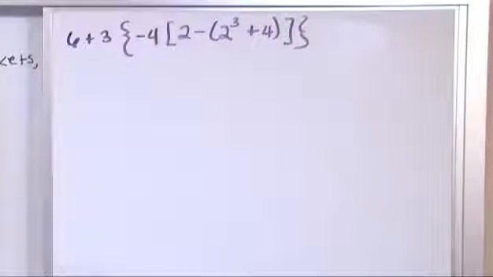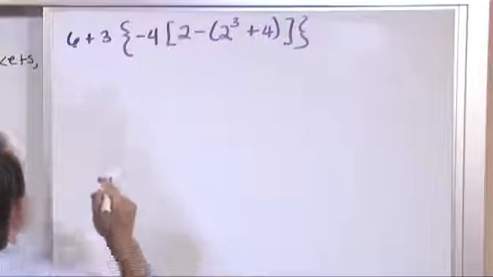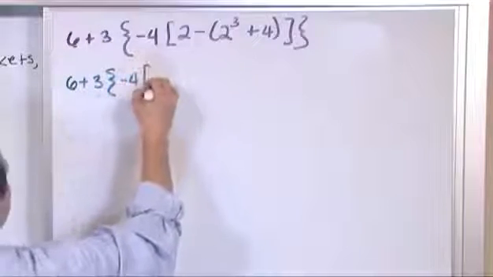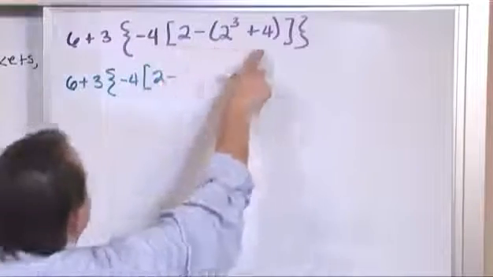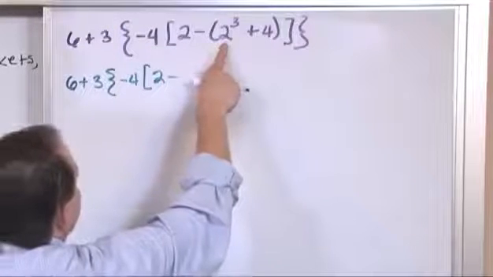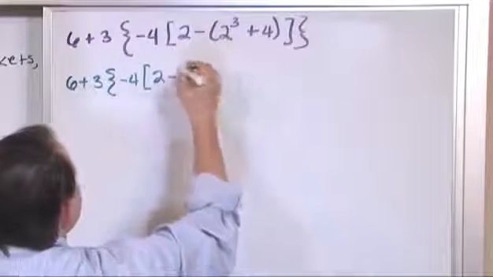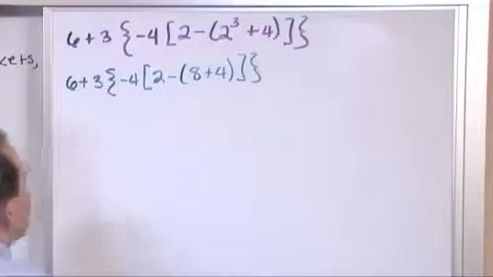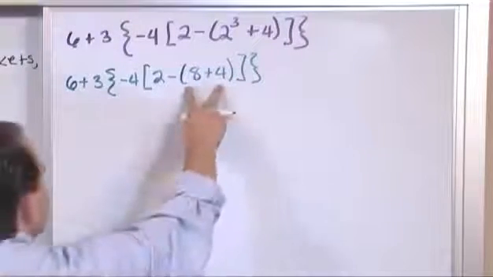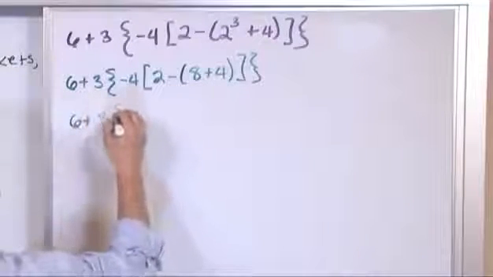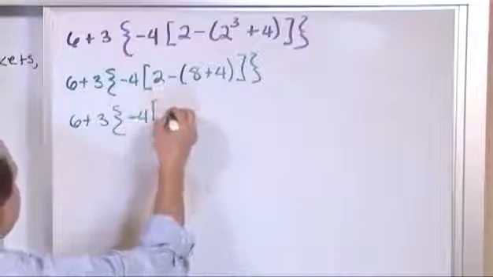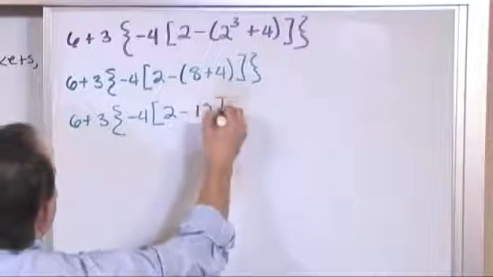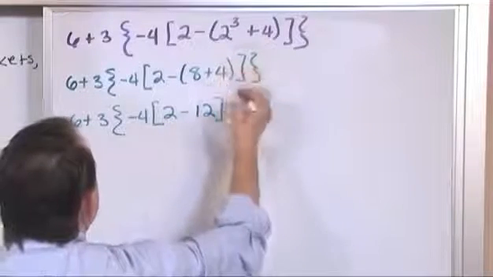Okay? So what do we do? Let's go ahead and rewrite it. 6 plus 3, bracket, negative 4, bracket, 2 minus. Now, inside of here, we have to do the exponent first. 2 cubed. 2 times 2 times 2 is 8. 8 plus 4. Close this, close this, close this. We still have to continue inside of the innermost parentheses. 6 plus 3, brace, negative 4, bracket, 2 minus. Now here, 8 plus 4 is 12. Close and close.